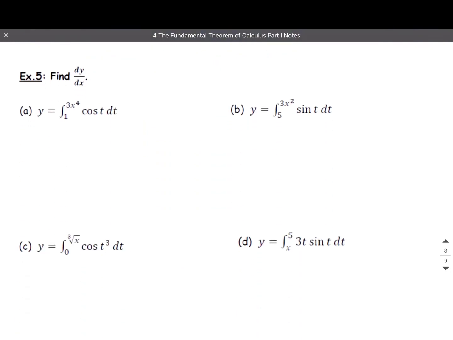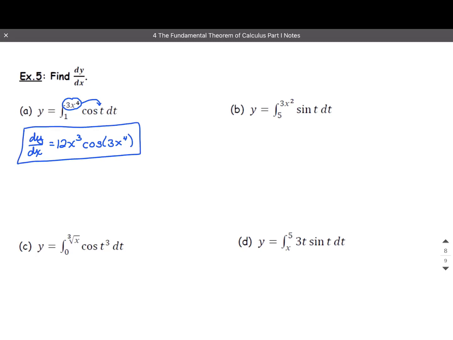We have y equals the integral from 1 to 3x to the fourth of cosine t dt. So the derivative of y, dy/dx, equals: we take this 3x to the fourth and substitute it into our function, so it's the cosine of 3x to the fourth, times the derivative of 3x to the fourth, which is 12x cubed. And we always put that in front, right? Standard form? Good. Some people like to do the derivative first. That's fine. It doesn't matter the order.